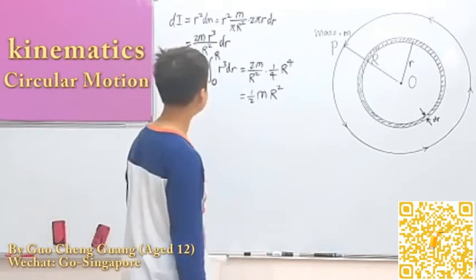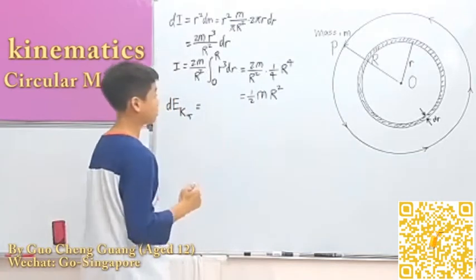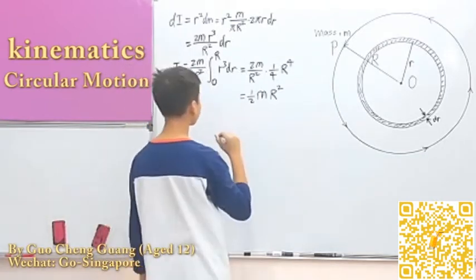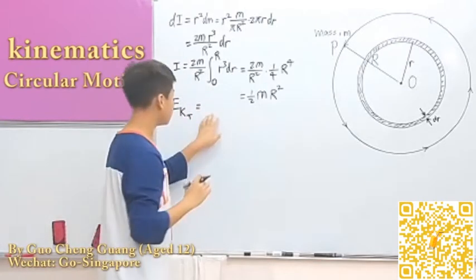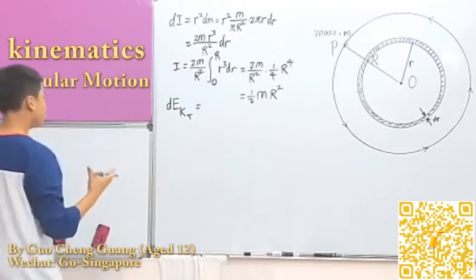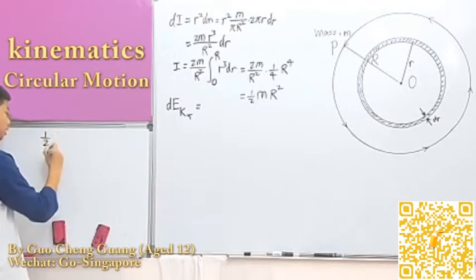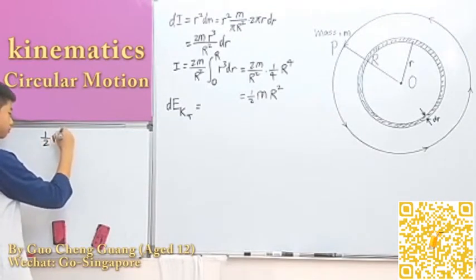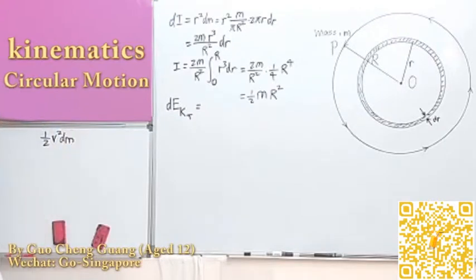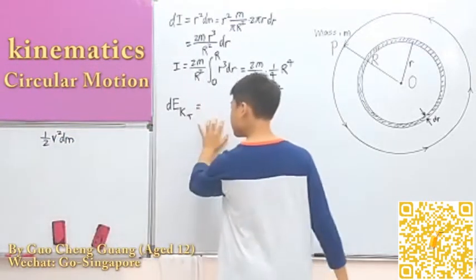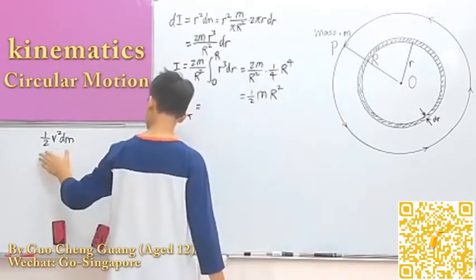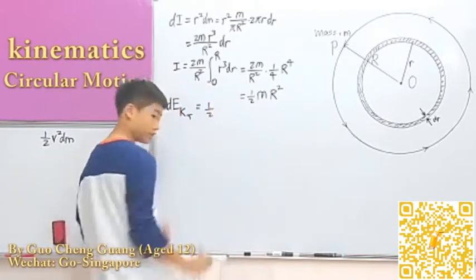So kinetic energy for translation, at this part we will be using. For the last time, we are able to use some of those from last time. Like in the last lesson, what we had used was half v squared dm, whereas it was a ring. For this part, first of all, half, we can still use it.